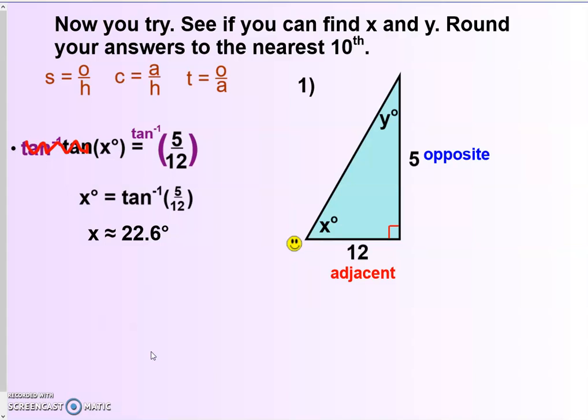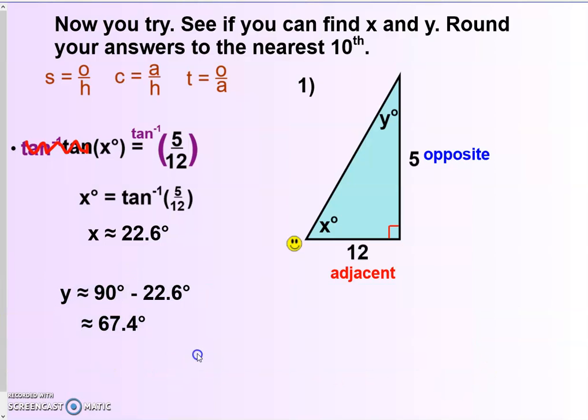So hopefully you found that on your own. And now that we have x, we can go after y by being smart and using just basic subtraction. Y is 90 degrees minus 22.6. Of course, I'm saying 90 because I already used up 90 degrees of my triangle. So y should be about 67.4.